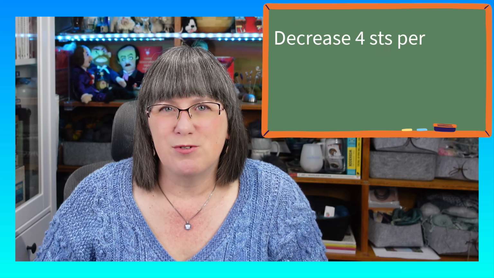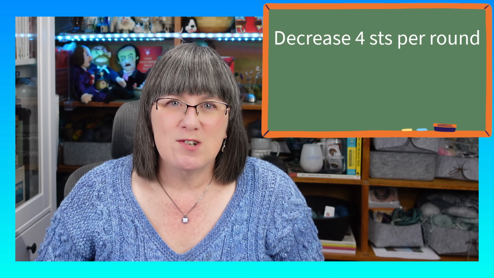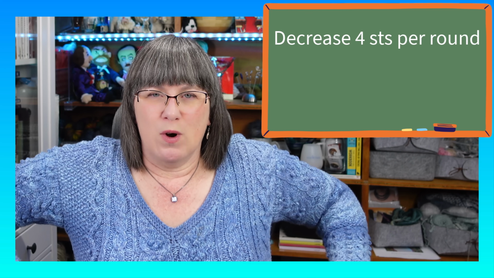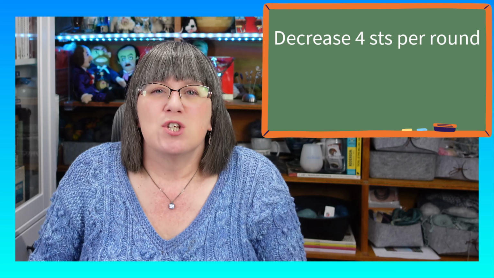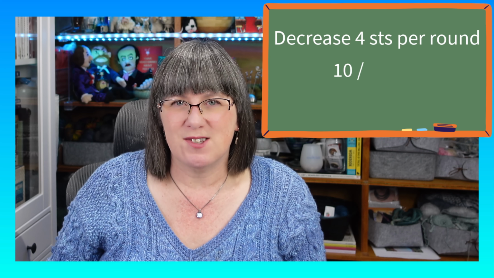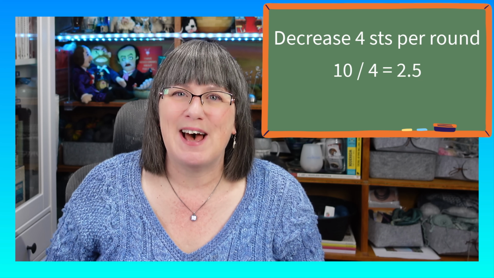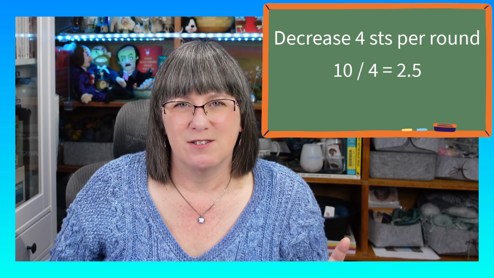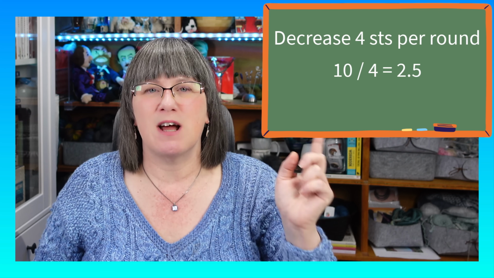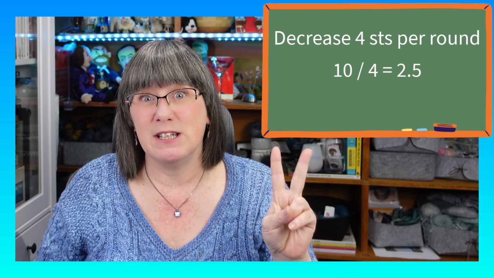Usually when we decrease for areas like waist shaping, we're decreasing 4 stitches in a round, 1 at each side on the front and 1 at each side on the back. So if we want to eliminate 10 stitches, we're going to divide 10 by 4. That gives us 2.5. So in other words, 1 decrease round would eliminate 4, a second decrease round would eliminate another 4, and our third decrease round would only eliminate 2.